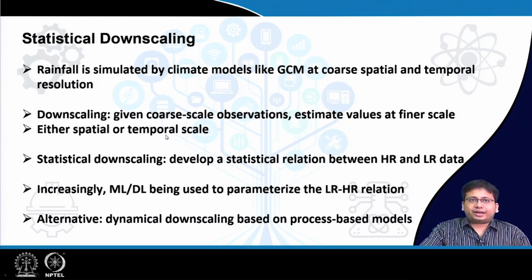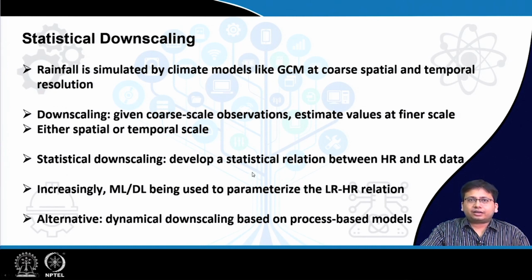Now there are broadly two alternative approaches to downscaling. One is statistical downscaling, the other is dynamical downscaling. Dynamical downscaling is based on process based models, where we already have a process based model which is carrying out the simulation at the coarse resolution. Now we use those model simulations as inputs to another model at a finer resolution, which will again simulate the process at a finer scale or at a localized scale to give the high resolution simulations. So that is the approach of dynamical downscaling.